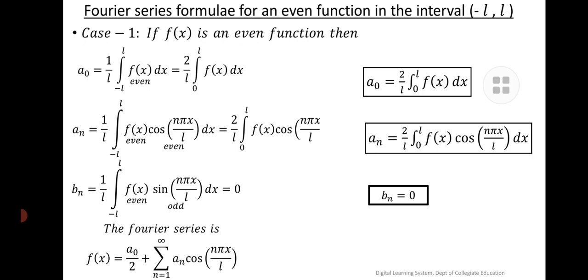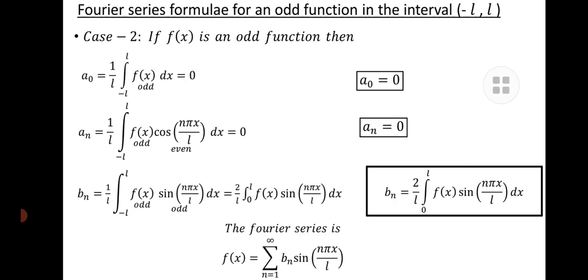In the second case, for the formula in the interval minus L to L, f of x is odd. If f of x is odd, then how do the a naught, b n and a n values change? When the function is odd, a naught is equal to 1 divided by L integral minus L to L f of x dx, which is equal to 0. If the function is odd, we can directly say that a naught is equal to 0.